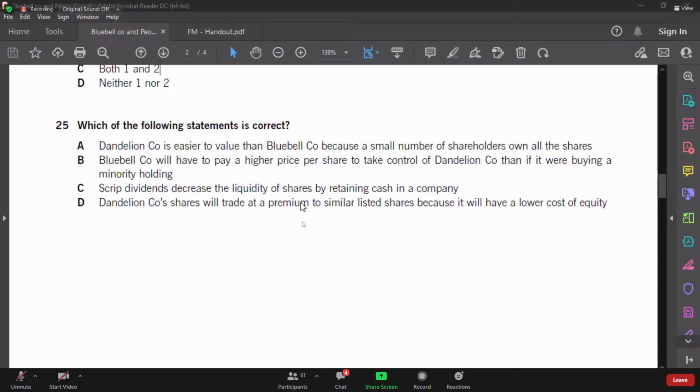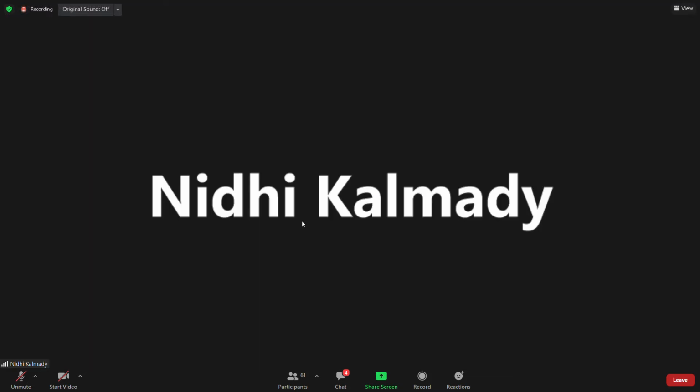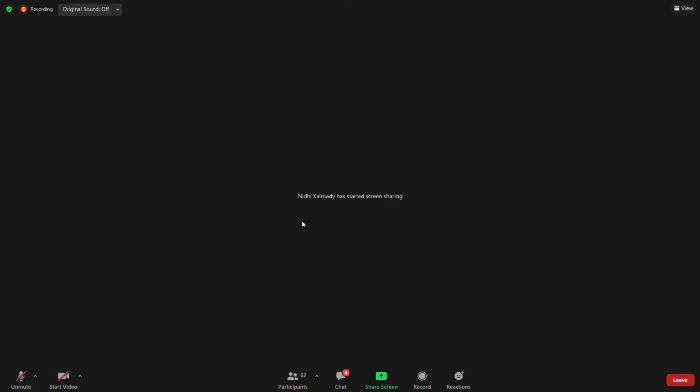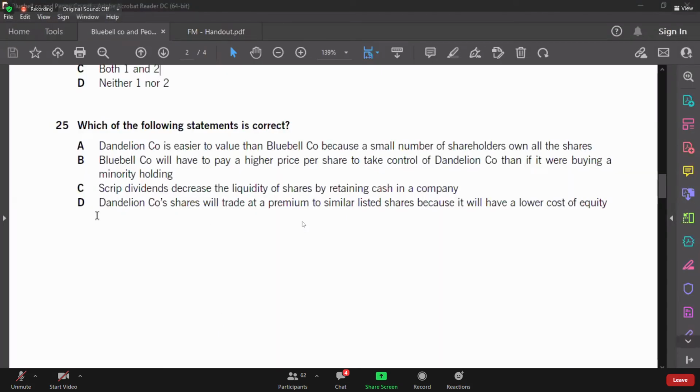Farhan, you can only choose one. So which one will you choose? Okay, got it. B is the right answer because if you want to take control of a particular company, then obviously you have to pay more. If you're buying 1 or 2 shares, then it's a different thing. Here you are taking the entire control of Dandelion company. So more price you have to pay. As simple as that.